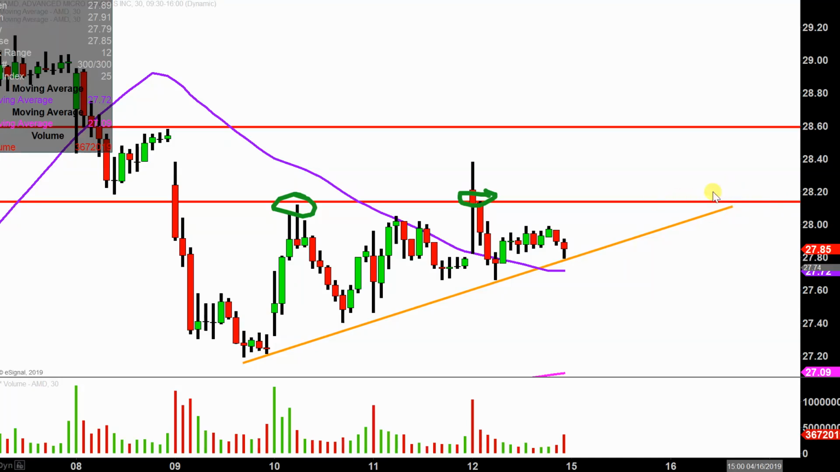So 28.15 is still that near-term level of resistance. If the price can break through there, then you can turn your attention up to 28.60, which is that next level. But all in all, good movement today, got the breakout. Now it's just a question of, can the bulls get continuation?